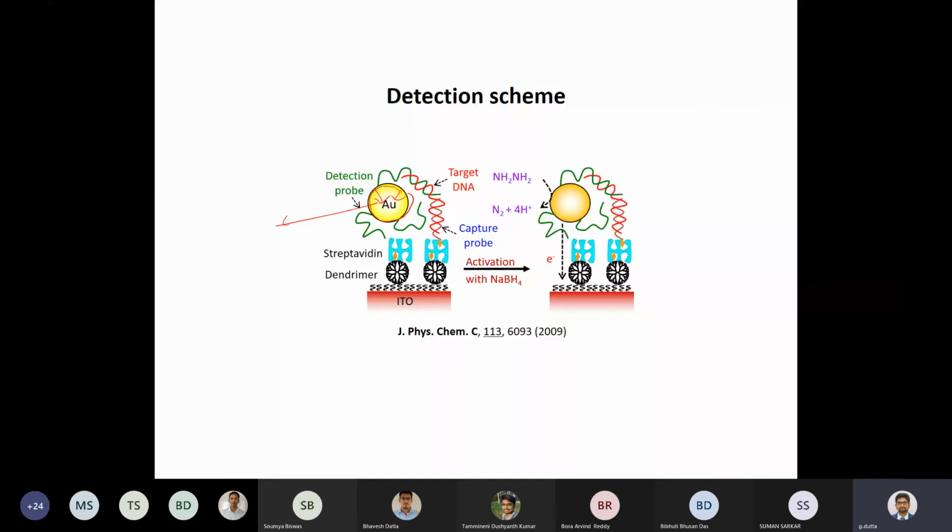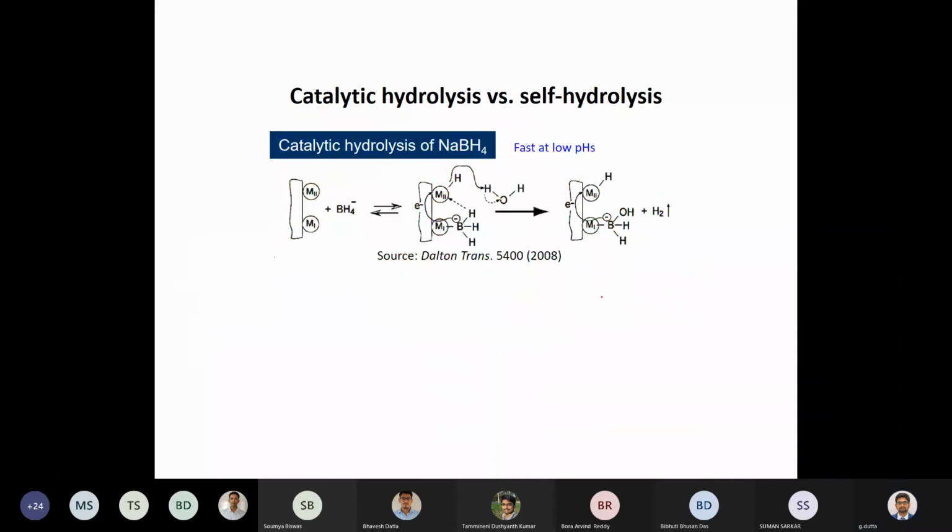That technique is actually used. If you think about the antibody, you are labeling the antibody with gold, right? So you can activate this gold with sodium borohydride. Then you will get very high activity. That is actually described in this figure. So this is the thing, and here you see the mechanism of how.